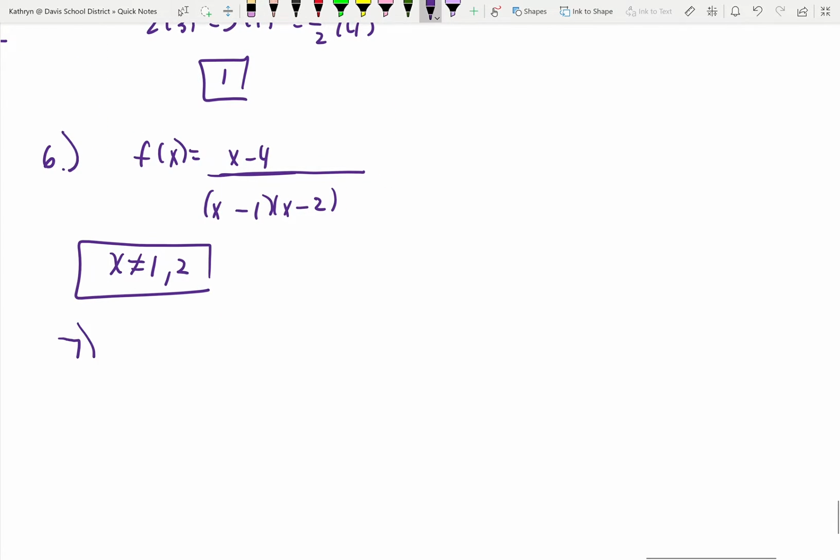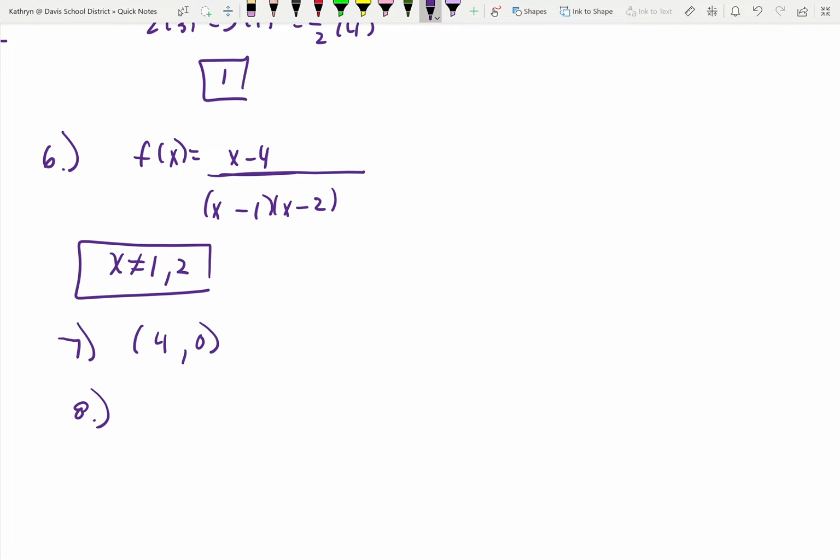Okay, question 7, find the x-intercepts. You need to know that if you don't write it as an ordered pair, you're not going to get credit. To find the x-intercept, you let y be 0, which is the same as letting the top be a 0. So if I set x minus 4 equal to 0, I get a 4, 0.